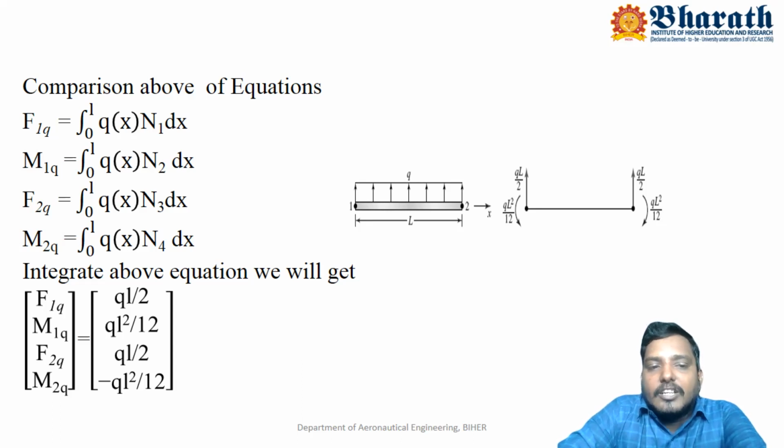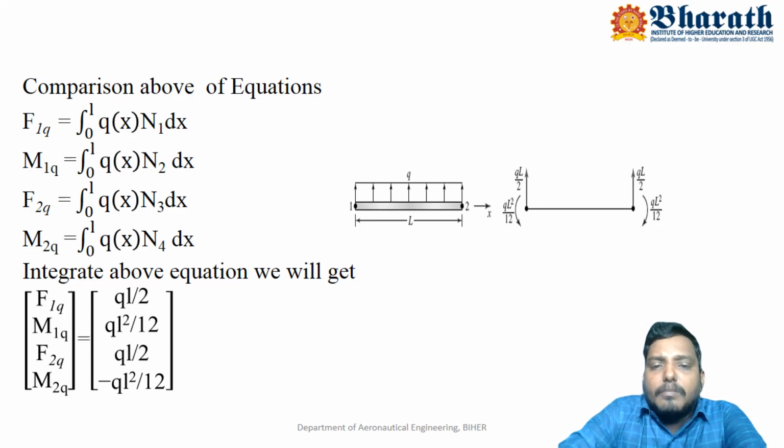Then the integral of N3 with respect to x, we will get F2Q. Similarly, we have to find M2Q also. That is a clockwise movement, that's why I mention negative psi. Then this equation indicates that whenever the beam is subject to any distributed load, we try to convert this distributed load into nodal forces as well as nodal moments.